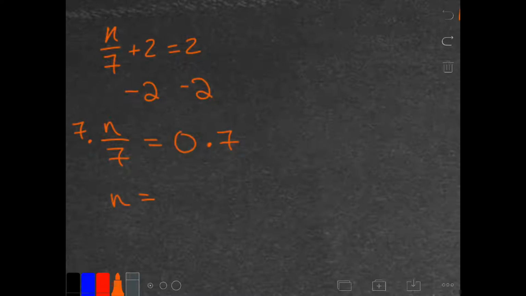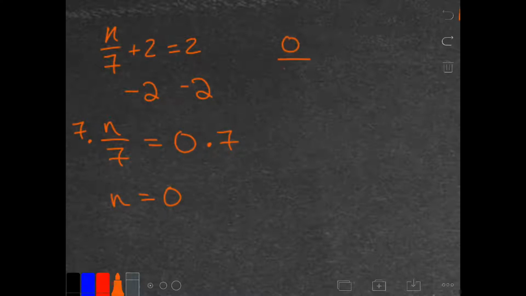Well, what is 0 times 7? That is 0. Now, hold up. Can I get 0 as a solution? In fact, yes, I can. 0 is a number. 0 can be a solution just like any other number. And if we aren't sure, we can always do a check. So let's plug in a 0 here.